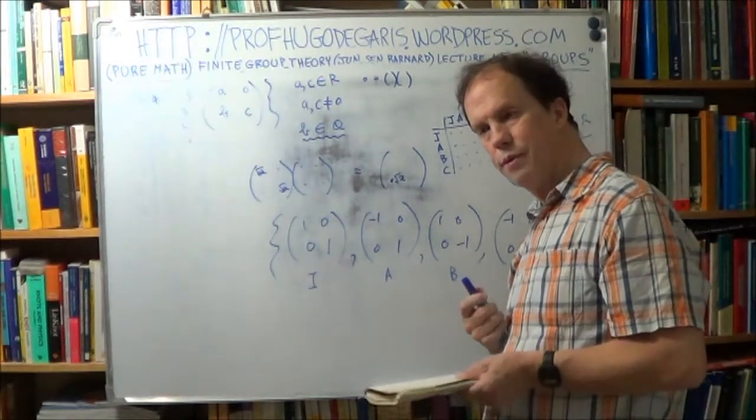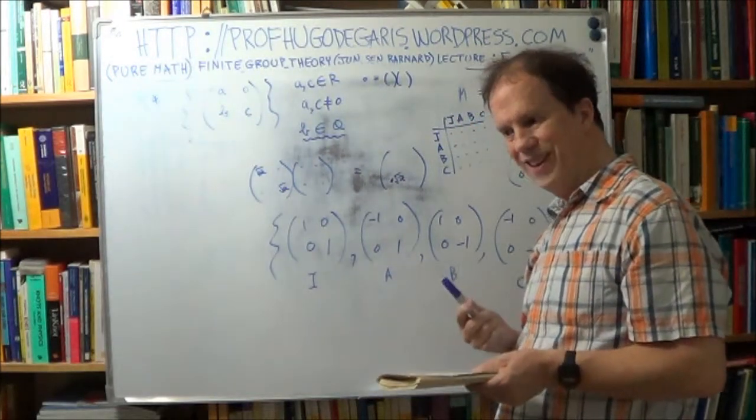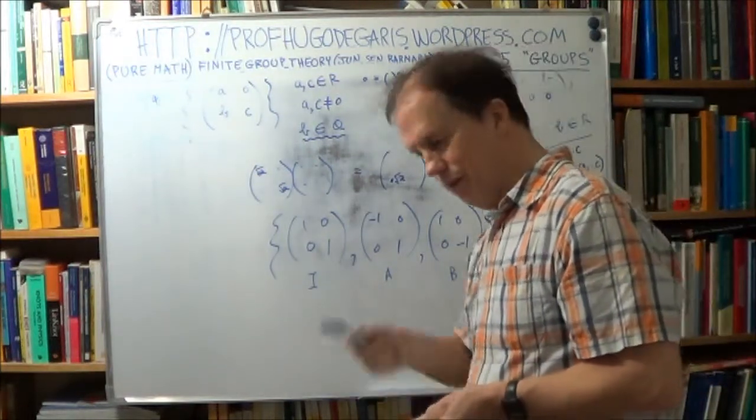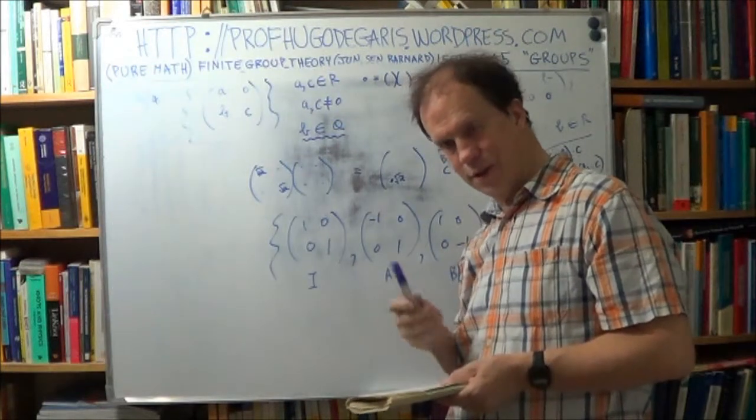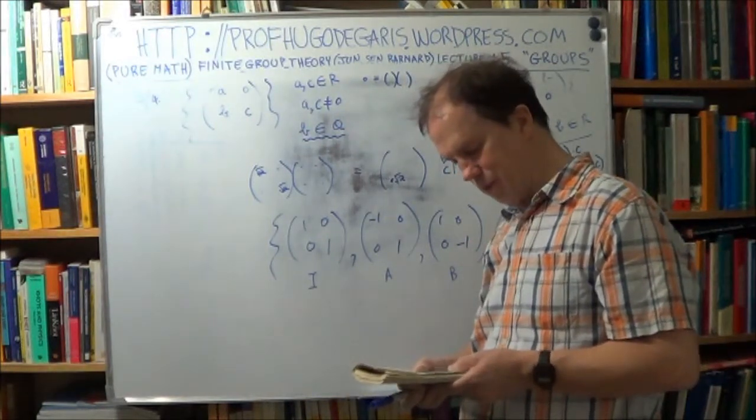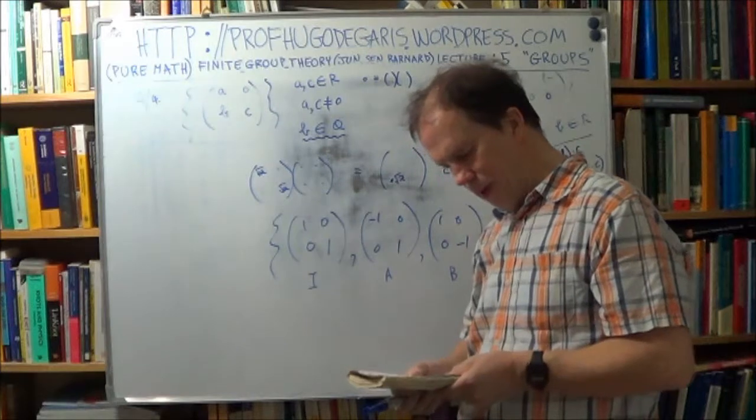Is that true or false? Well, the very definition of a group is that every element must have an inverse, right? So it's true by definition. So 1 is true, right?